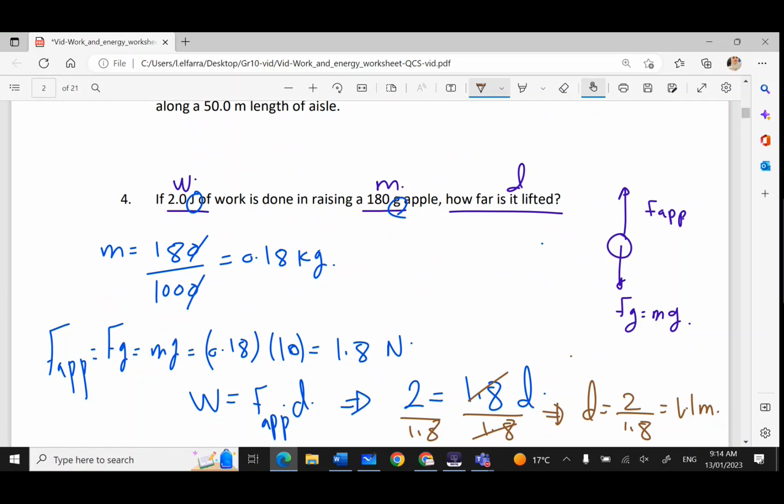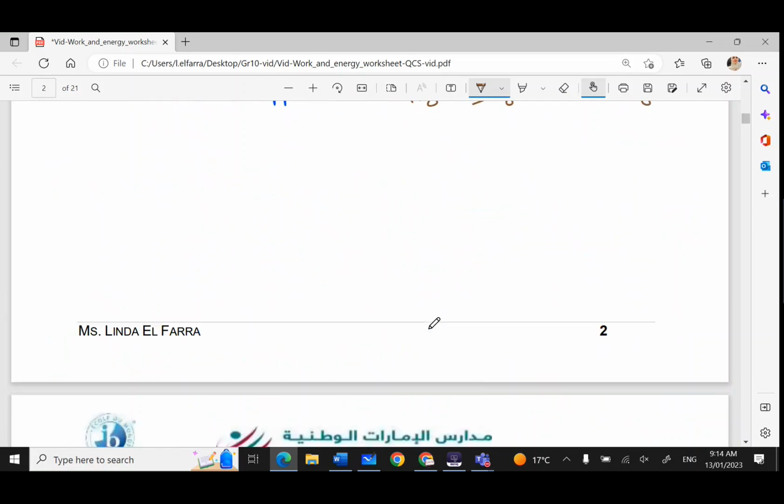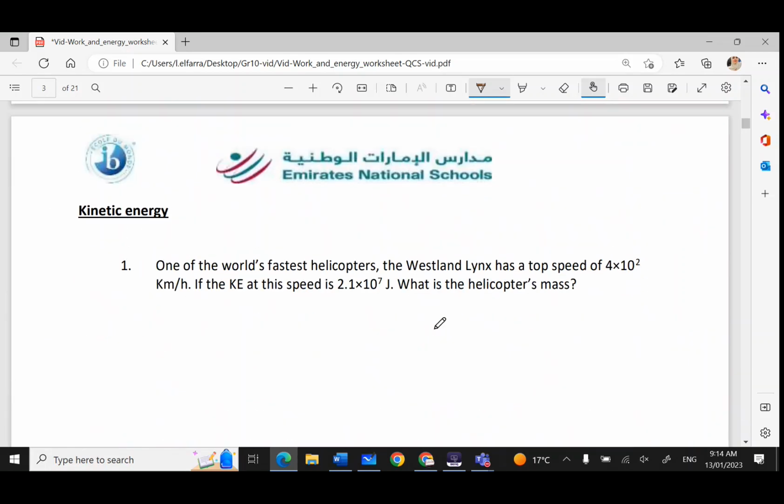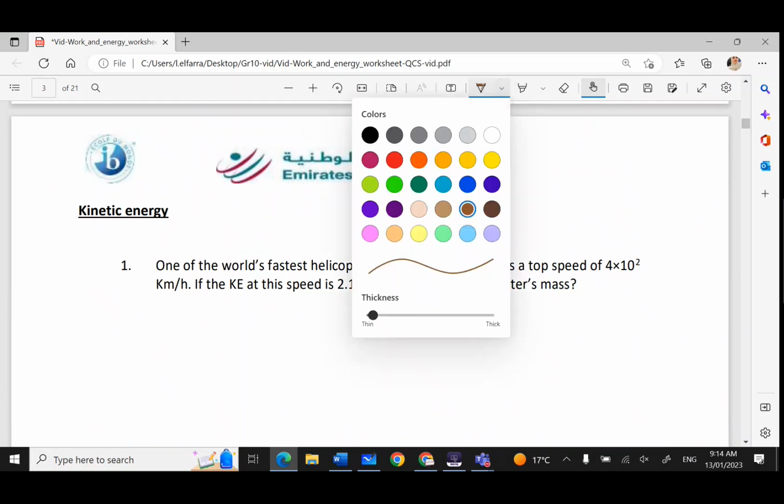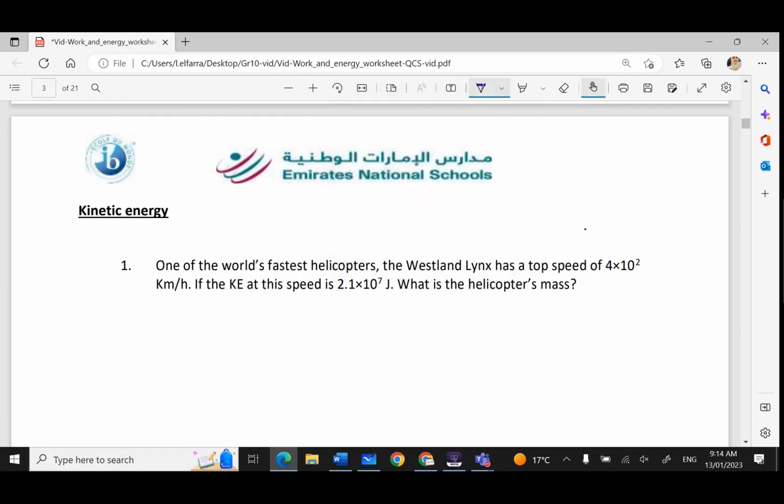Okay, now we're going to go to the kinetic energy. Kinetic energy is the energy the object possesses when it's in motion, when the object is moving. The formula for kinetic energy, I'm going to take the first letter, KE. This will depend on the mass of the object, M, times its velocity square. So kinetic energy is half mv square.